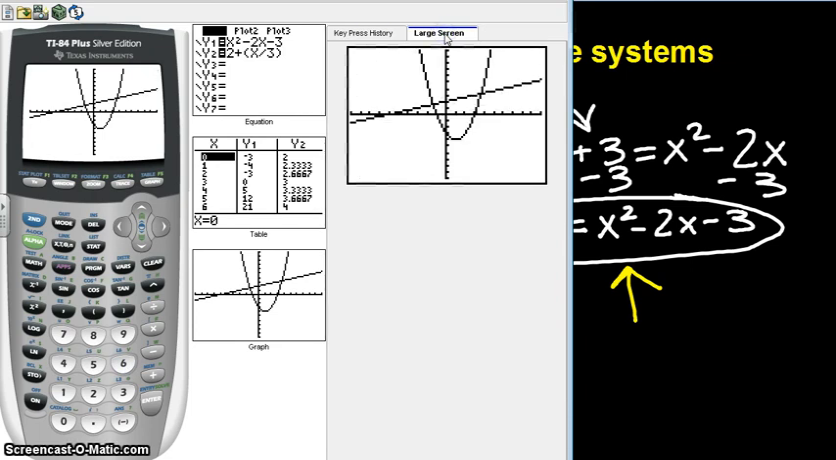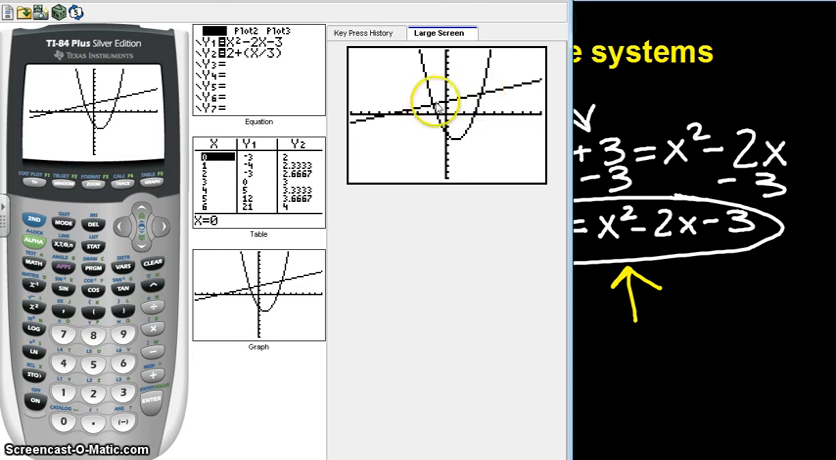And very often Zoom 6 is the perfect window for looking at what I need to look at. Sometimes it's not, then I need to move around a little bit. But here I can see exactly what I need to see. I can see that the parabola and the line do intersect each other. They intersect each other in 2 places, right here and again right over here. So I have 2 points I need to find.